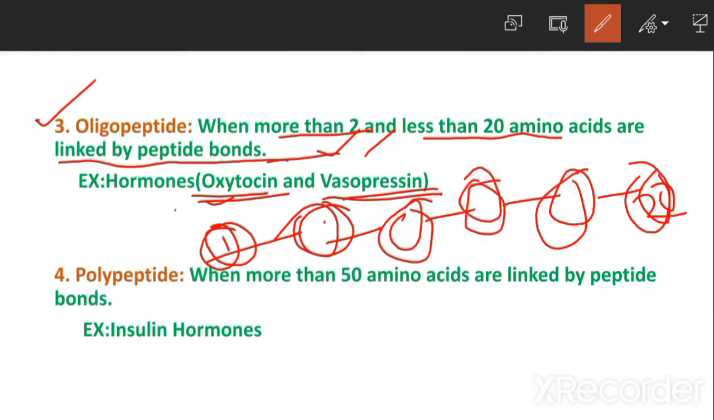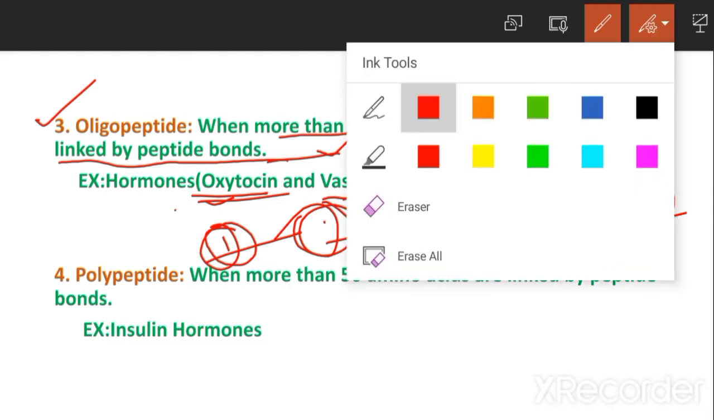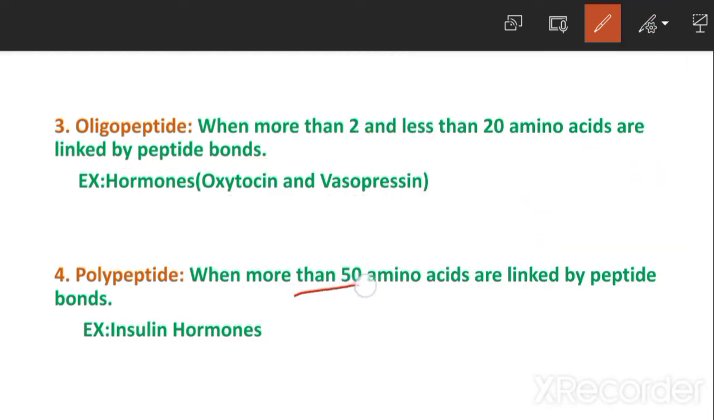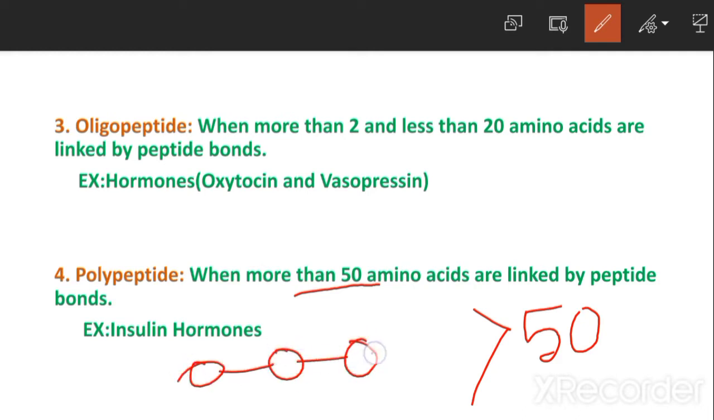This is an oligopeptide. And a polypeptide is when more than 50 amino acids are linked by peptide bonds. Example: the insulin hormone. Around 50 amino acids are linked here, and that is called a polypeptide.